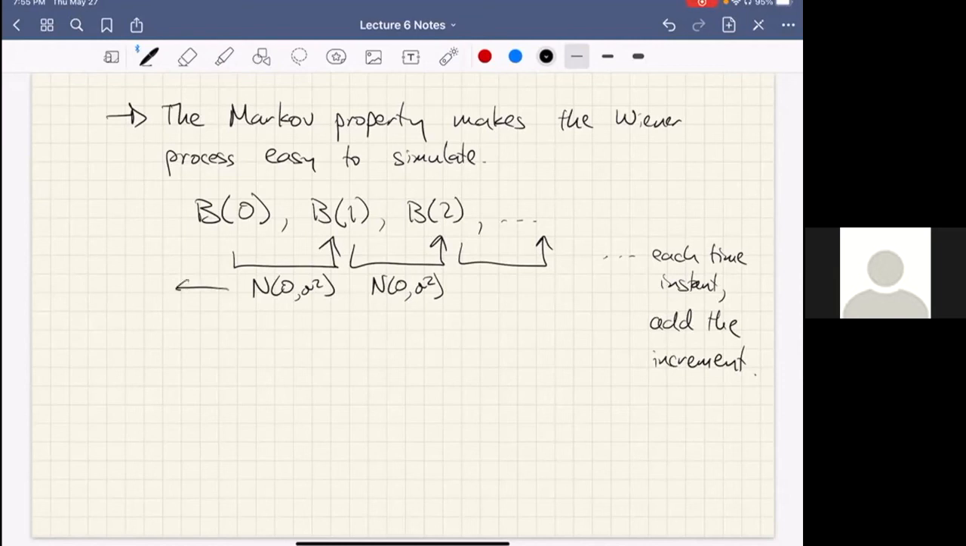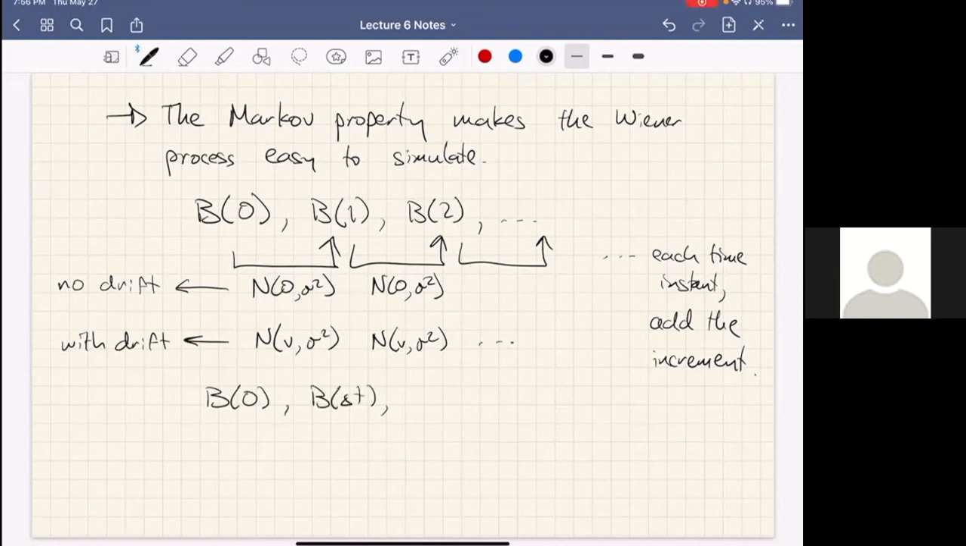If you have drift, so this is without drift. If you have drift, of course, the increment is just given by v. Excuse me, in this instance, it's v(t2 minus t1), but t2 minus t1 is 1. So in this instance, it would be normal with mean v and variance sigma squared. This is with drift. If you want an arbitrary time increment, so for instance, B of 0, B of delta t, or an arbitrary sampling interval, 2 delta t, and so on, the increments now become, if you go back, you can see this, but we scale the increments' variance and mean by delta t. So this would be v delta t, sigma squared delta t.